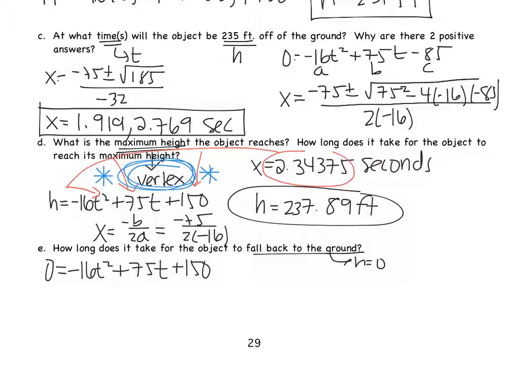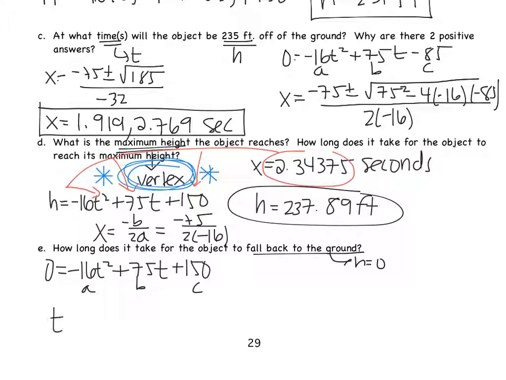So again, we talked about this before. We have the square root method, completing the square, factoring. You can solve this however you would like. Again, my suggestion would be that you do the quadratic formula. So our a is negative 16, our b is 75, and our c is 150. So we're not going to get the same answers, though, that we got in part C, because in part C we were looking for 235 feet off the ground, not ground level, so not h equals 0.